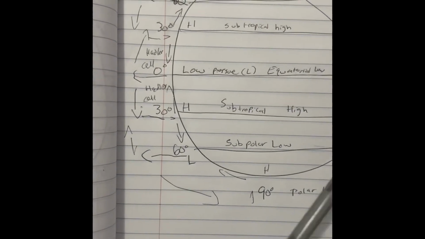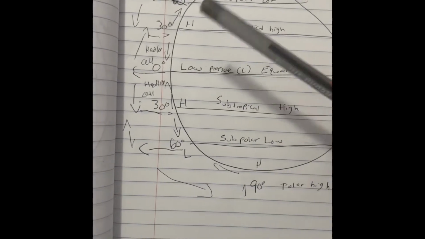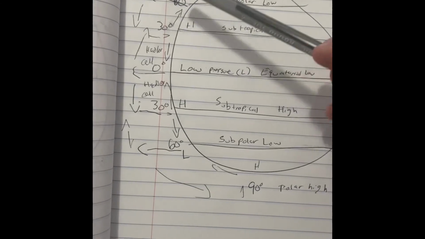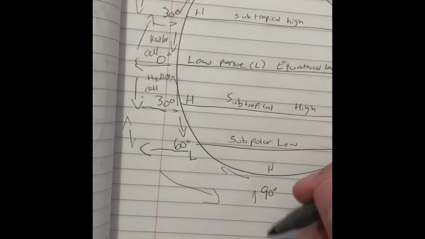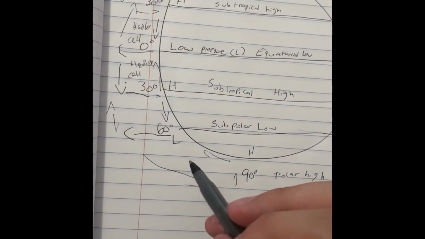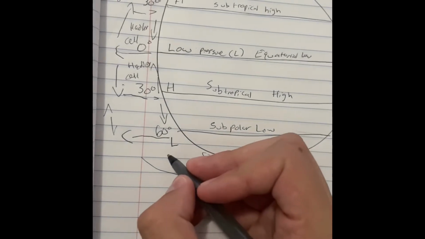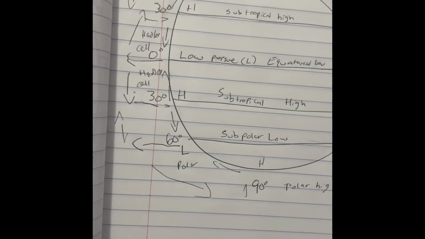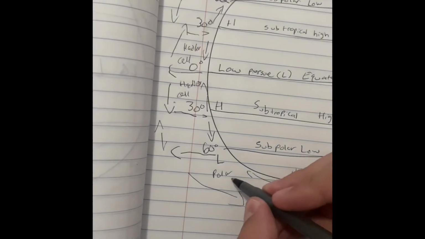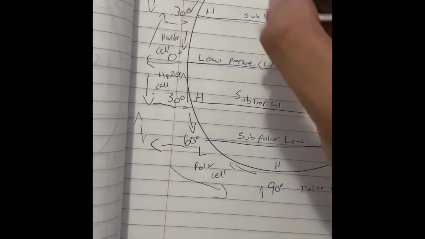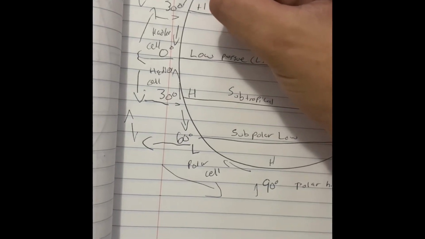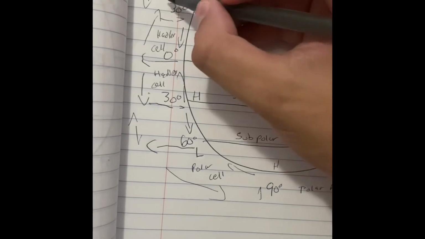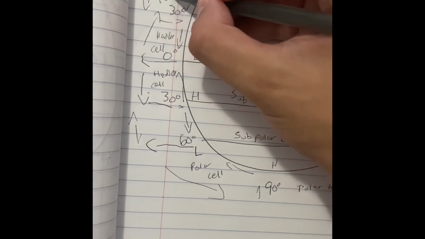Now, what we're going to have here is more cells that are formed. So we're going to call this cell up here the polar cell. And right here, the Ferrel cell.